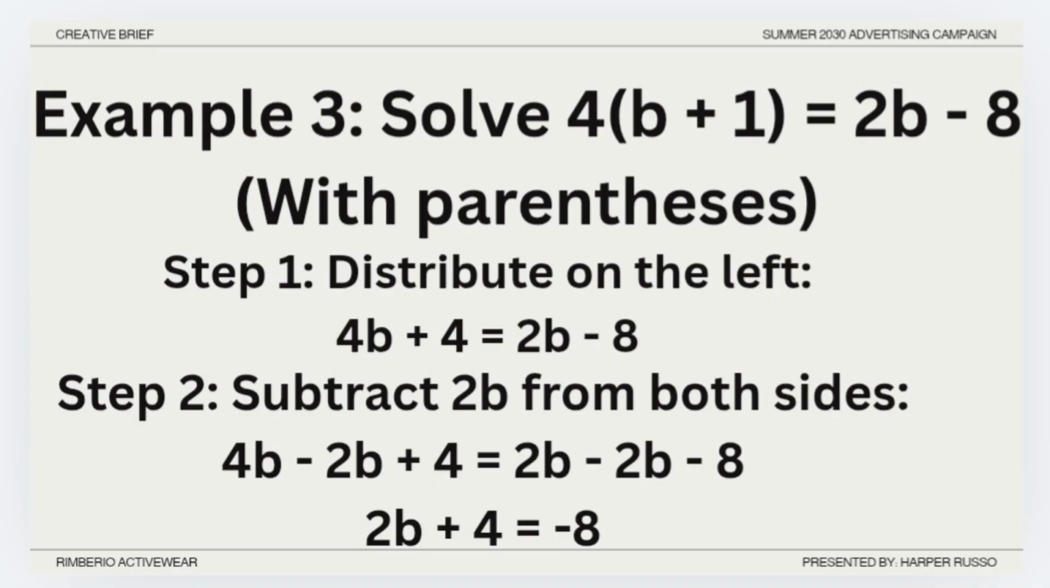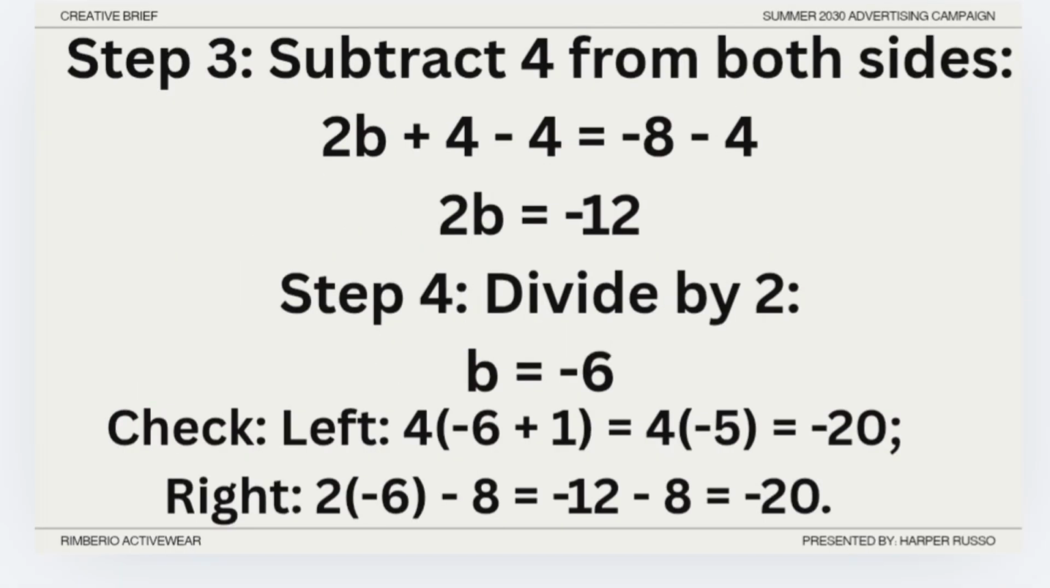Step 2, subtract 2b from both sides. 4b - 2b + 4 = 2b - 2b - 8. Then 2b + 4 = -8. Step 3, subtract 4 from both sides. 2b + 4 - 4 = -8 - 4. 2b = -12.